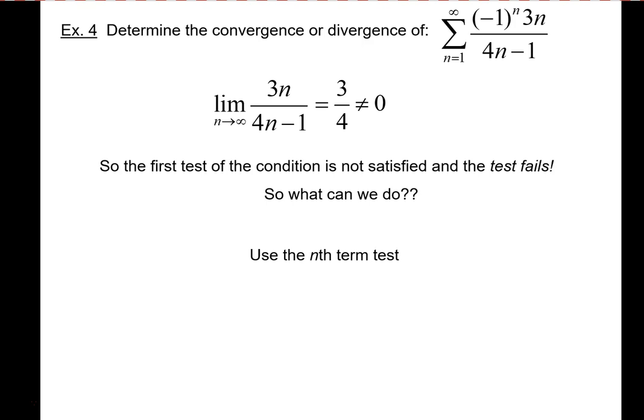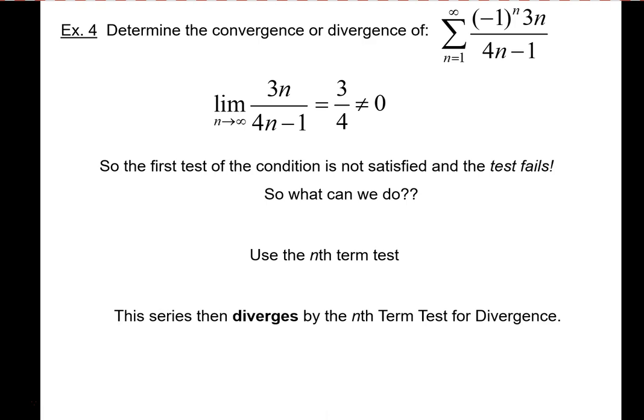Remember the nth term test for divergence? That was the very first test we learned in this unit. And we can say, okay, what is that limit? Remember we said if that limit is anything other than 0, this diverges. And that's the case we can use here. Even though it's an alternating series, we can still say that it diverges by the nth term test.